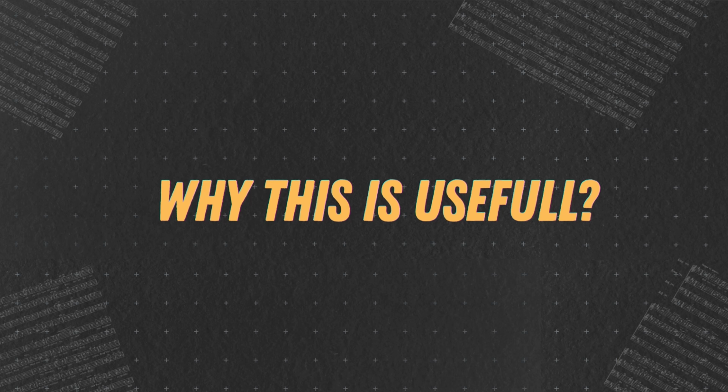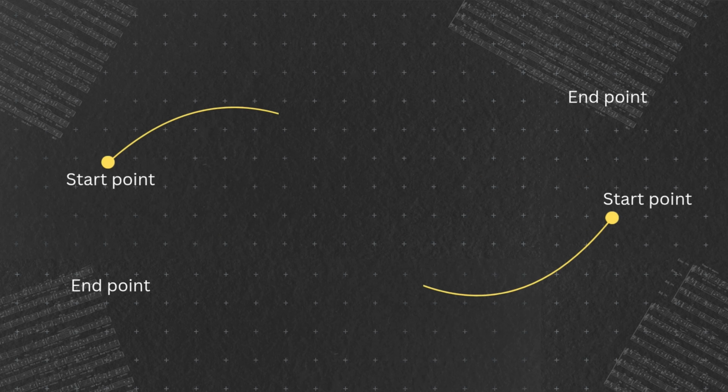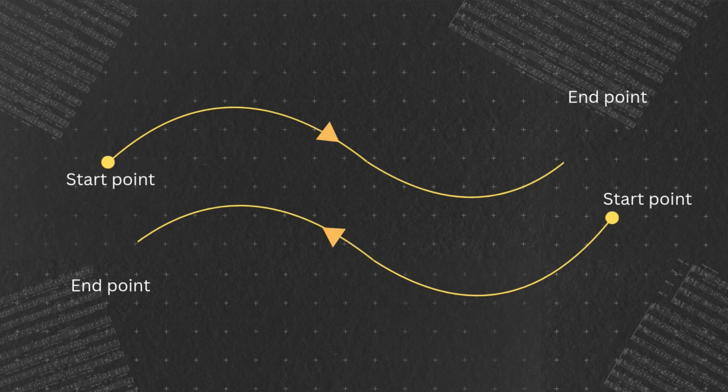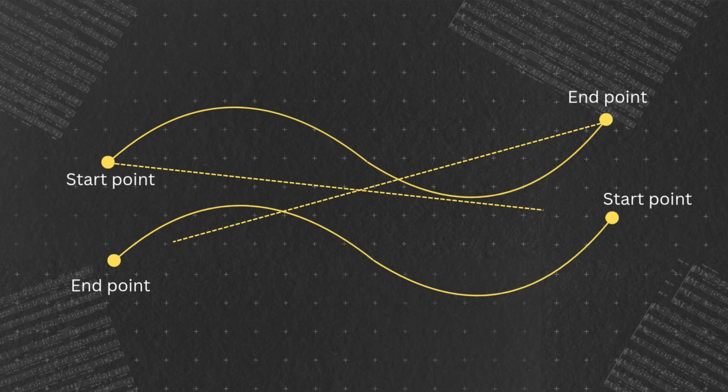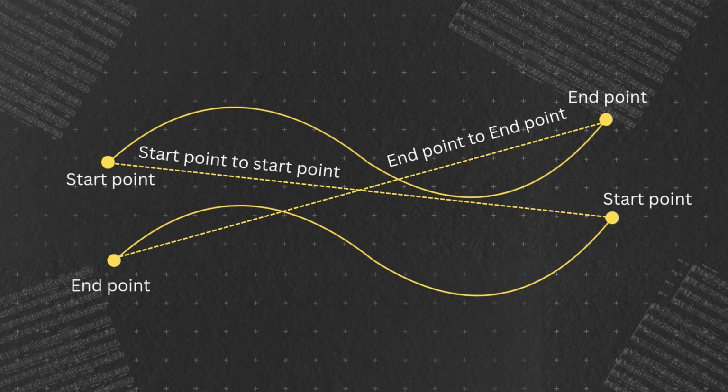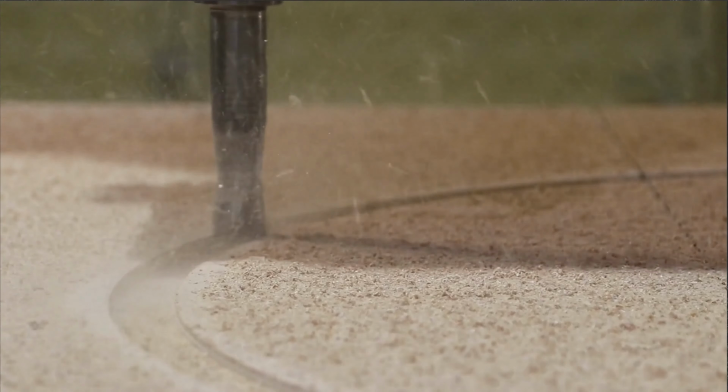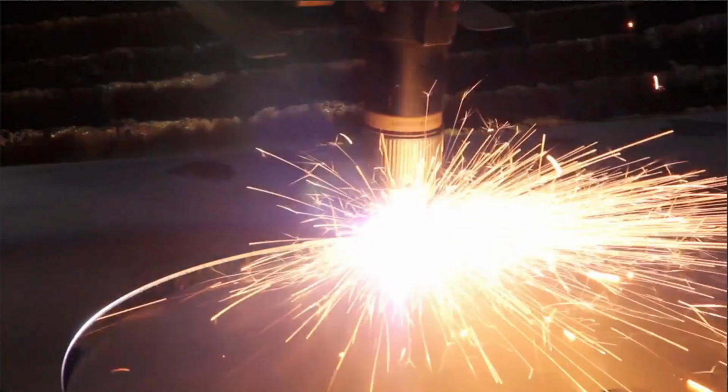Why is this useful? Curve direction helps Rhino make consistent decisions. The software knows which way the curve is traveling. For example, when creating a loft, Rhino knows which ends of the curves should connect together. It is also useful in CNC machining, laser cutting, and many Grasshopper components where the travel direction matters.